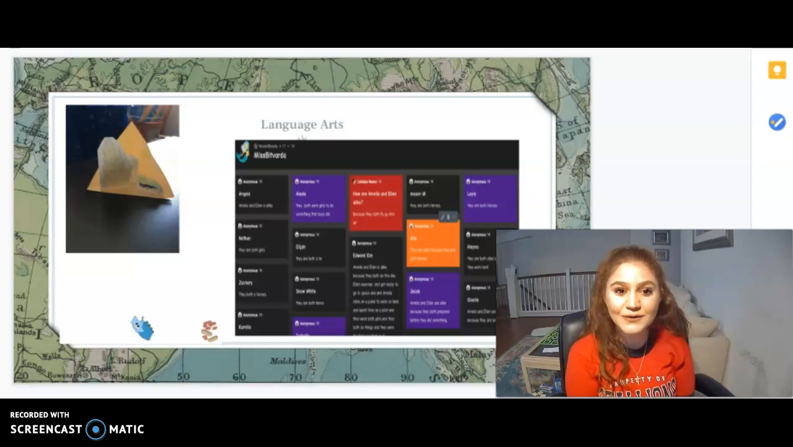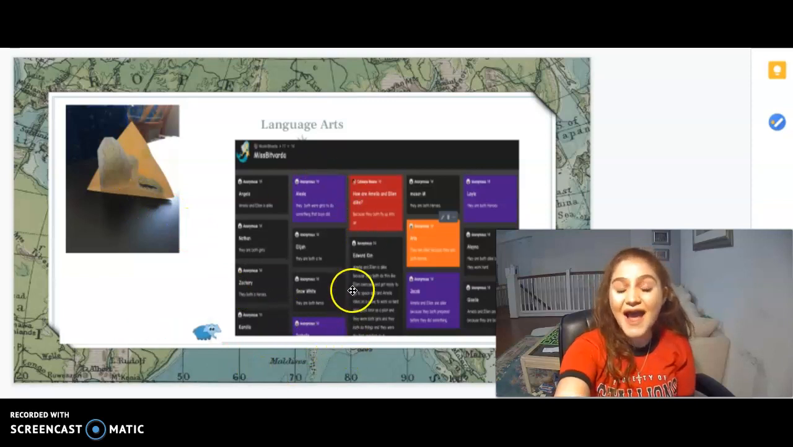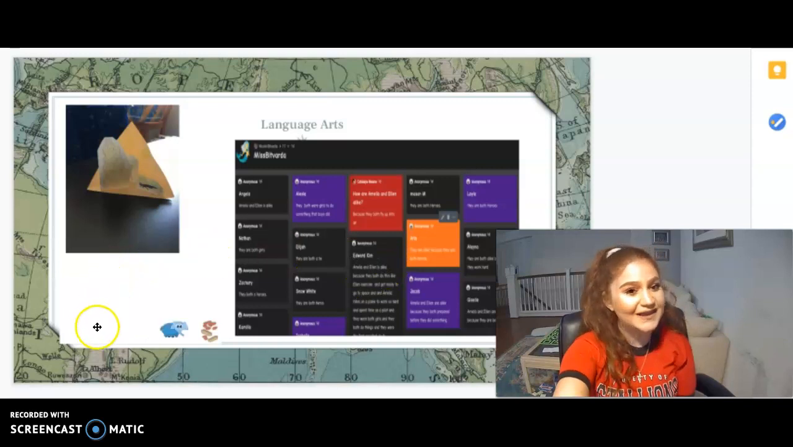Some more examples of language arts. Here we have a diagram of the place setting of one of the stories we read that week. Here is a Padlet where students compared Ellen Ochoa and Amelia Earhart. And then down here is a GIF where they use Google Slides in order to create a cartoon that tells a story.